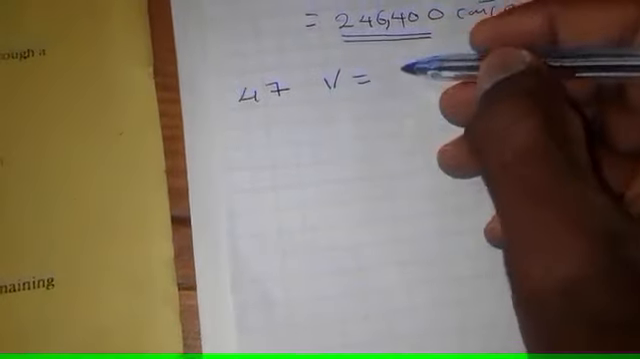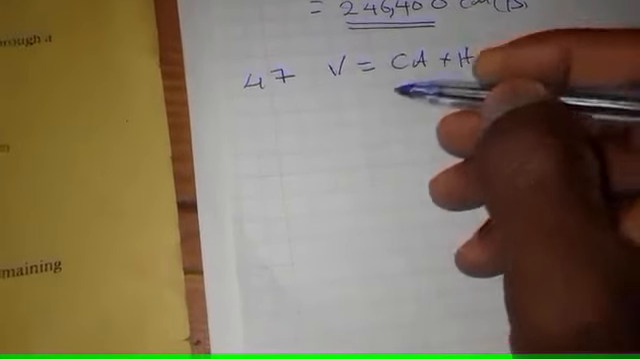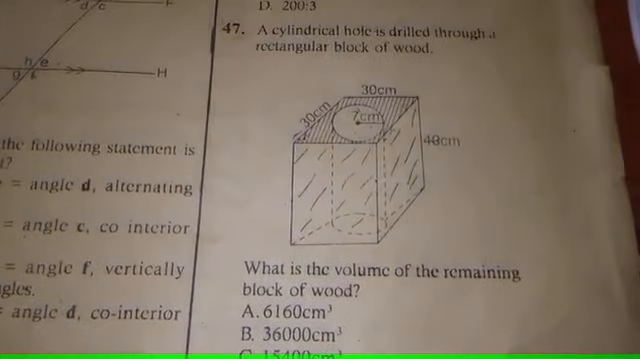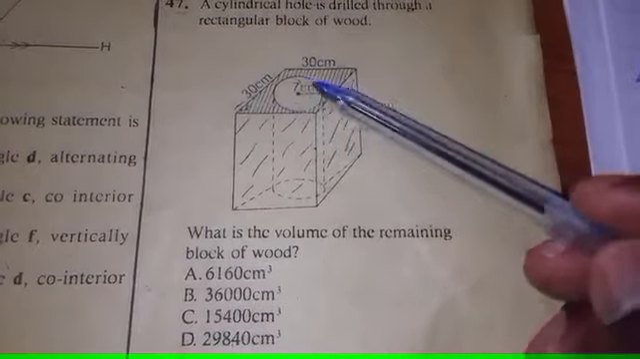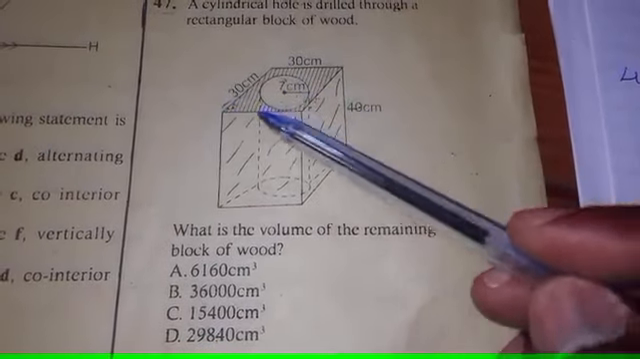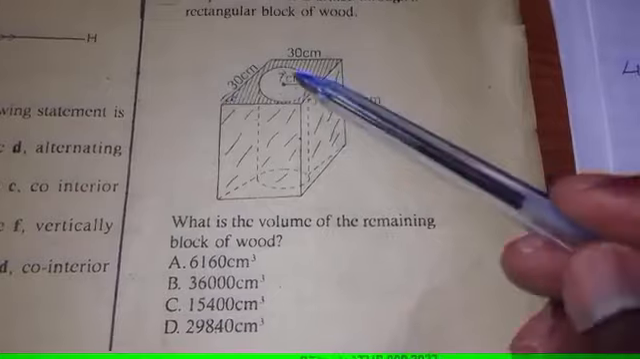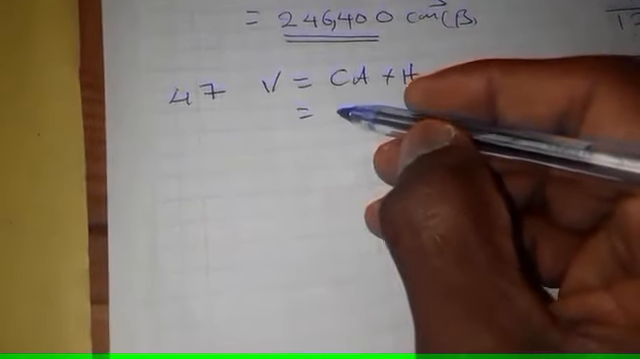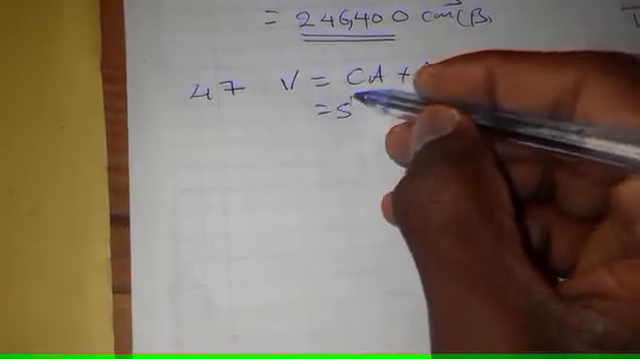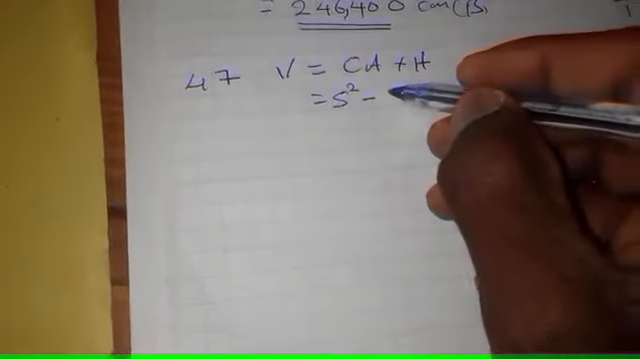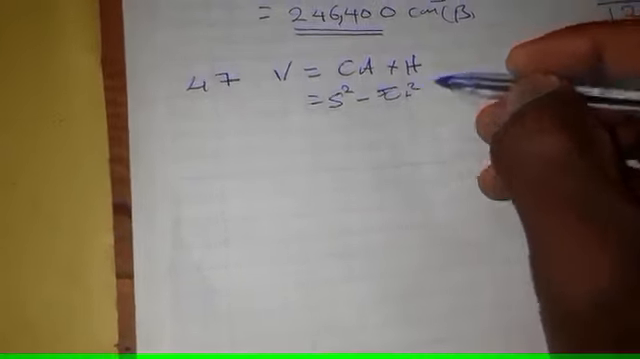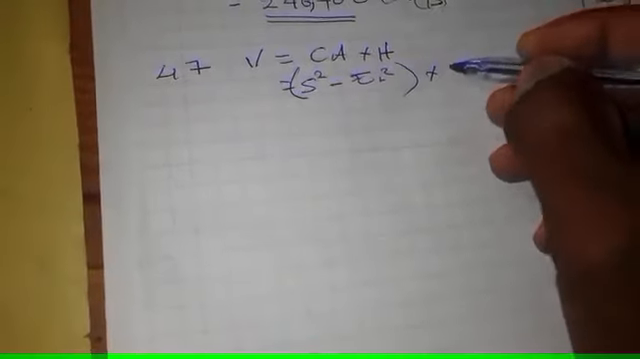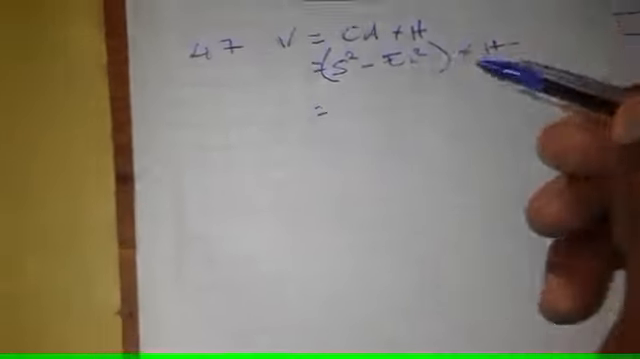As we have done in the previous questions, we'll go straight to this number 47. Volume is cross-sectional area multiplied by the height. And as we said, since a cylindrical hole has been drilled, for the cross-sectional area we're going to take the area of the square minus the area of the circle, since the circle is the part which has been removed. So I will write the area of a square, that side squared, minus the area of a circle, pi r squared, and then that multiplied by the height.